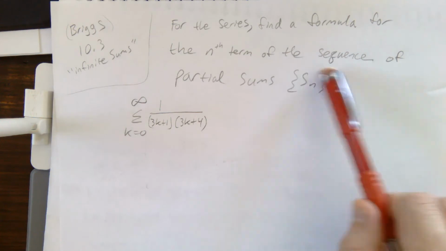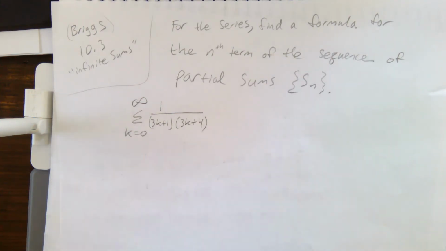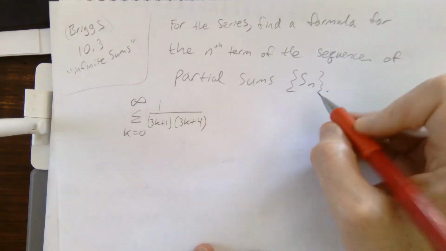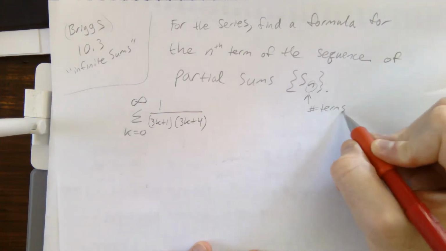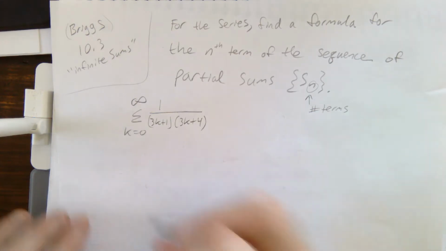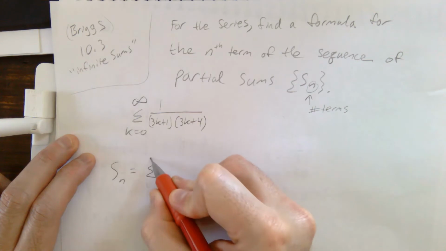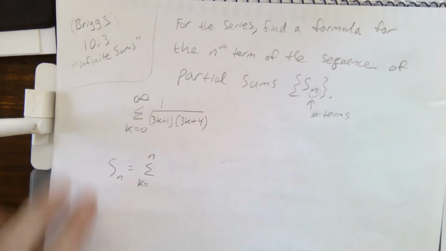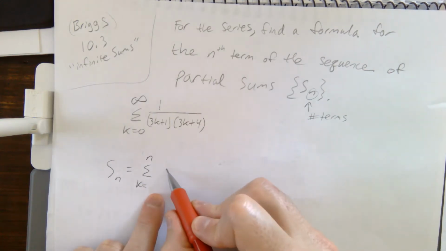partial sums. So what we're looking for is a partial sum of this infinite series. So rather than an infinite number of terms, we'll have n terms, right? That's what this represents. N terms, number of terms. Okay, so we want to have a formula, S of n, that goes from something to n, right? Let's talk about what this is. And we want this to be in terms of n.